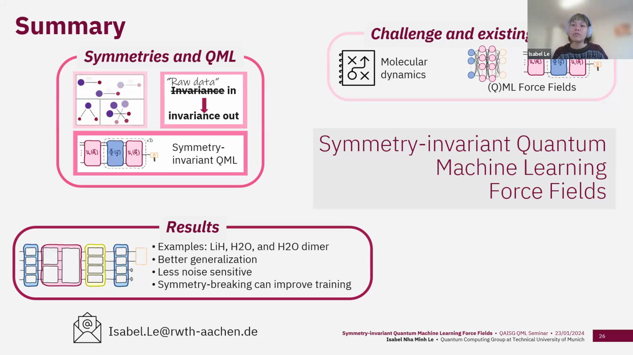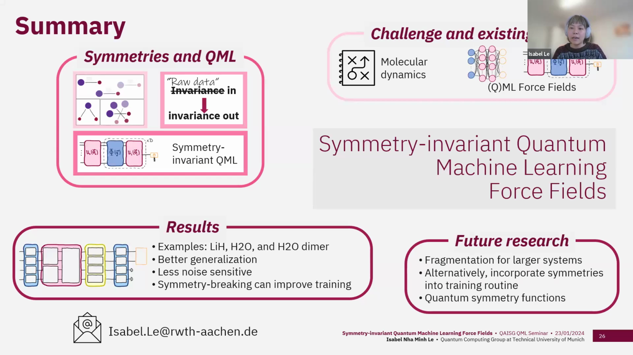And while these results show how geometric quantum machine learning could be applied within a chemical setting, there are still many possible directions to go in the future. So as I already mentioned before, systematic fragmentation could be applied to target larger chemical systems of the same molecule. And for this, our dimer model could be an important building block.